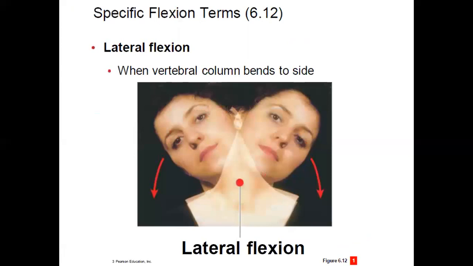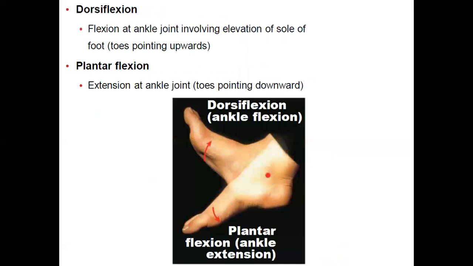Lateral flexion is flexing a joint. So the joint angle is decreasing here, but it's laterally. Basically take your ear and try to put it on your shoulder. That's lateral flexion, either right or left. And that can happen in the head, and that can happen in the trunk as well, basically when the vertebral column bends to one side.